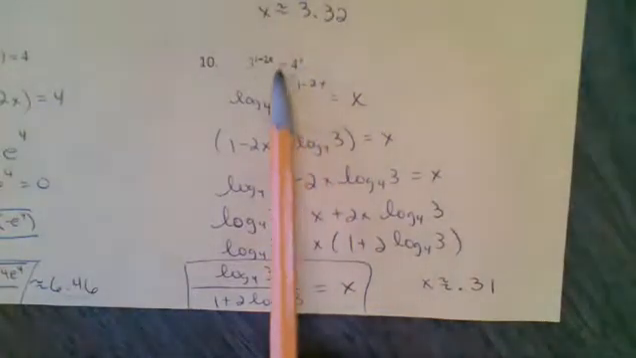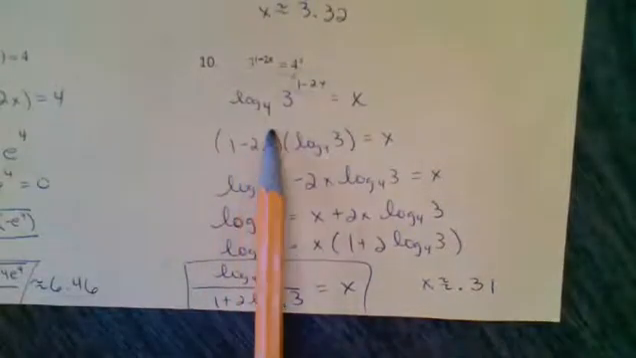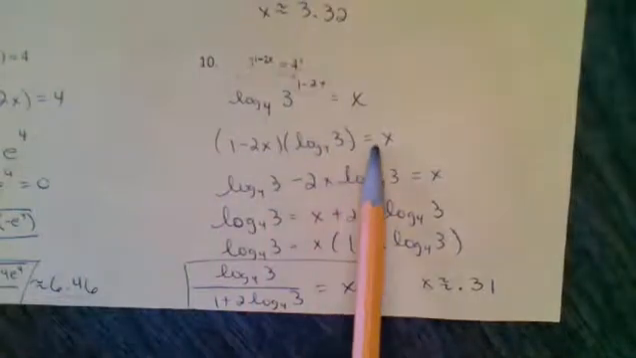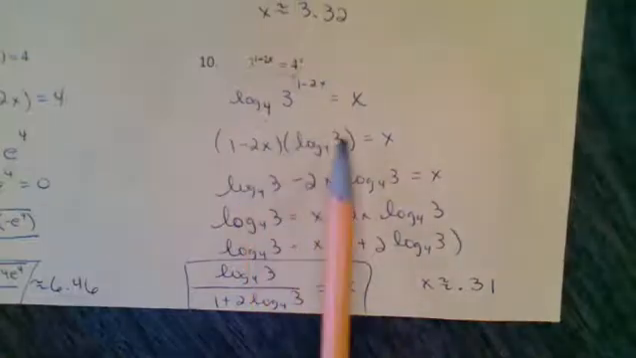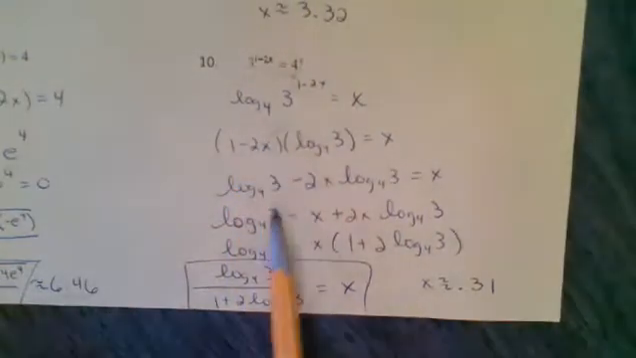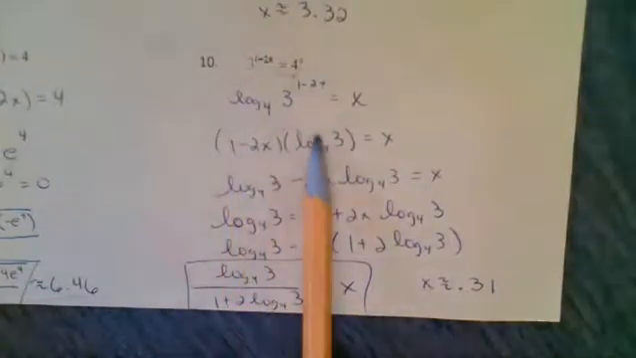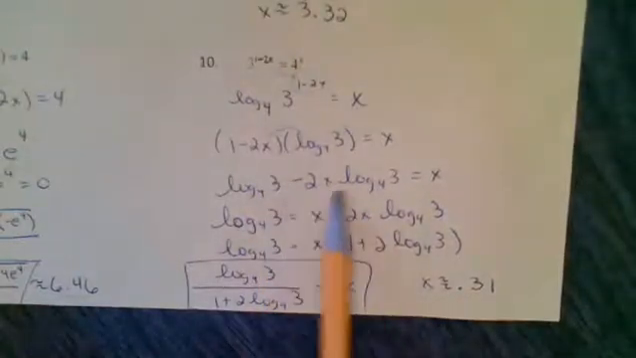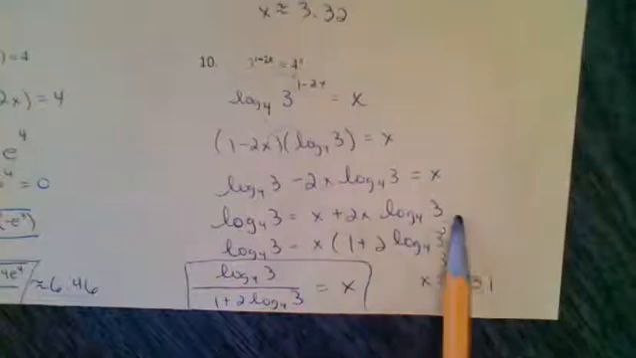So the power property says we can bring it out in front. So I have 1 minus 2x, that whole quantity, times the log base 4 of 3 has to equal x. Now we have x's on both sides, so how are we going to solve for x? We have to distribute this log base 4 of 3. So I got log base 4 of 3 times 1, and log base 4 of 3 times negative 2x gave me this. I have x's on both sides again, so I need to collect the x terms on one side.